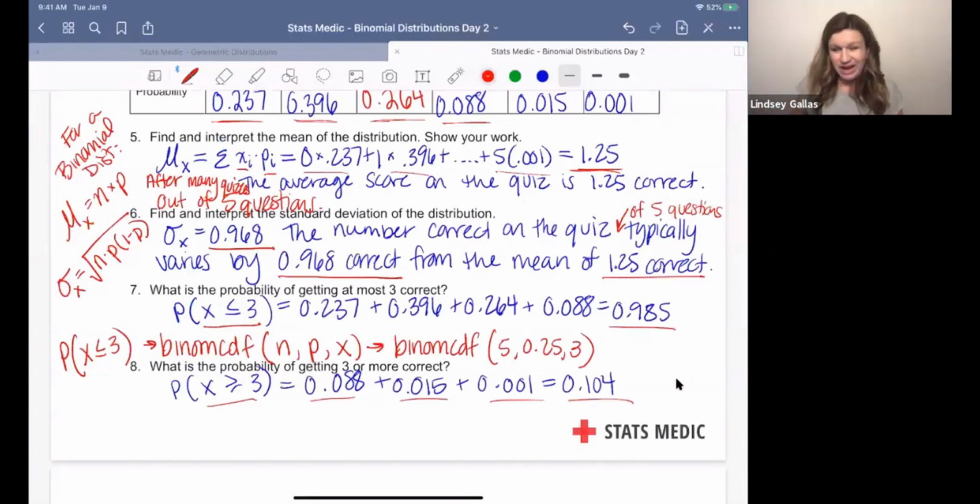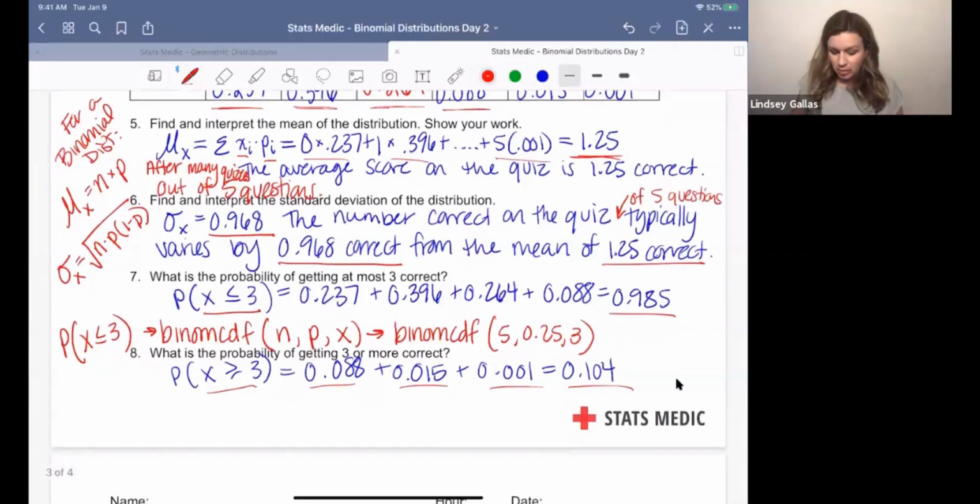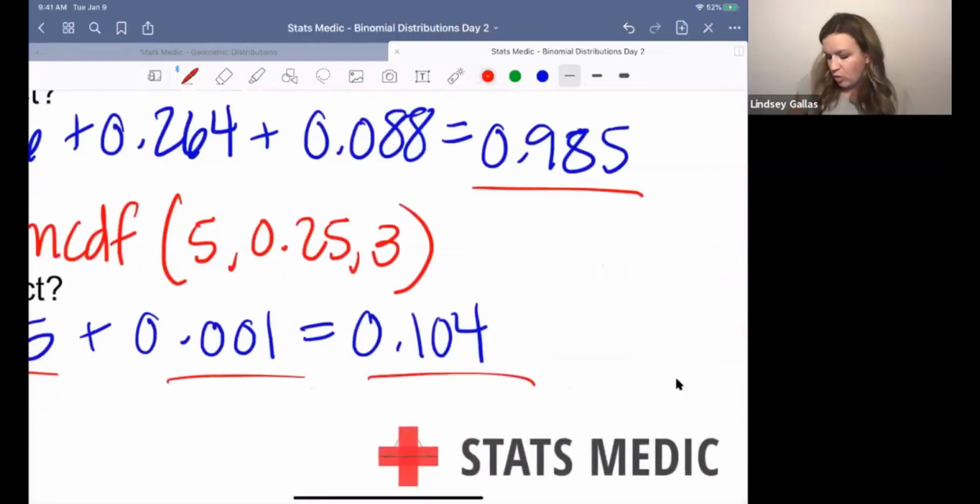Okay, now what about this last one then? Well, for number 8, we have to be a little bit more careful if we do want to use binomial CDF for this, because remember the binomial CDF is less than or equal to, and this one I want greater than or equal to. So what I like to do is I need to think about, okay, what am I going to enter into my calculator? Binomial CDF only gives me the left side. So what I think about generally is I'll kind of write to the side, okay, what could I get? I could get 0 right, 1 right, 2 right, 3 right, 4 right, or 5 right.